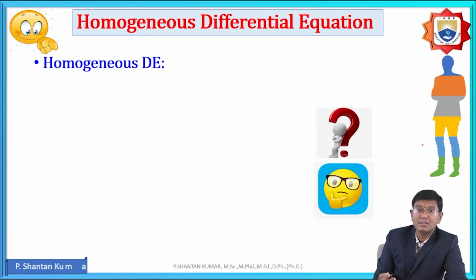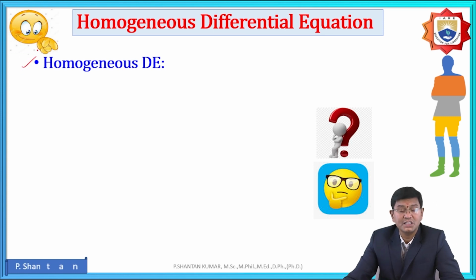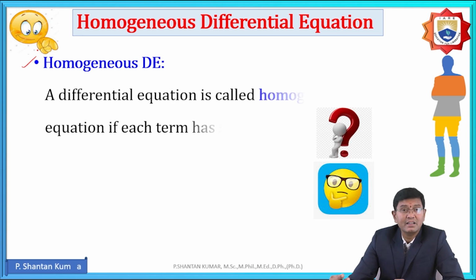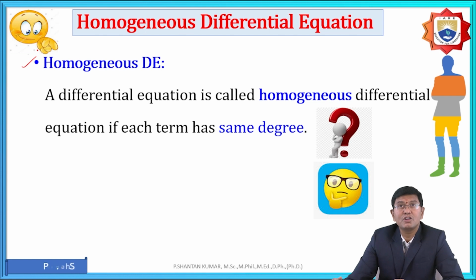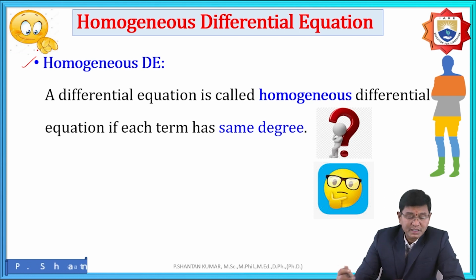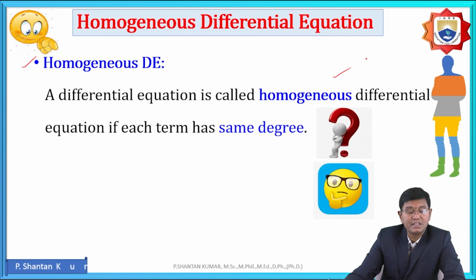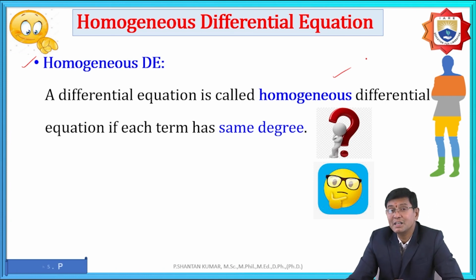Before going to that, we need to understand what a homogeneous and a non-homogeneous equation are. The homogeneous equation: in general terminology, homo means the same. In differential equation terminology, whenever the degree, the power of the variables in each term, is the same, the function is said to be homogeneous. That means a differential equation is called homogeneous if each term has the same degree.